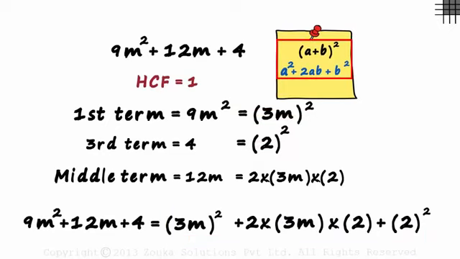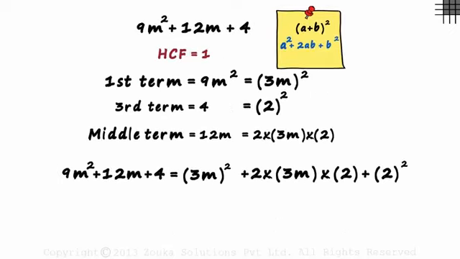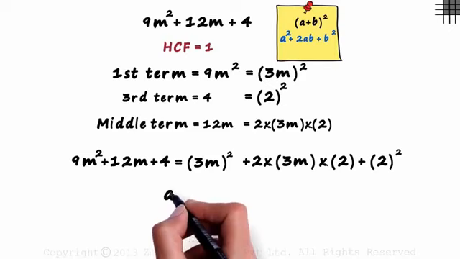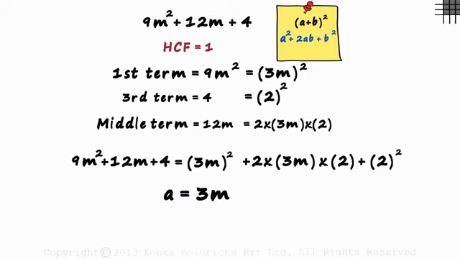Look at the first identity. Our expression looks exactly like the right-hand side of the identity, where a would be 3m and b would be 2. So (a + b)² is equivalent to (3m + 2)². 9m² + 12m + 4 can be written as (3m + 2)². We could successfully factorize this expression using the first identity.